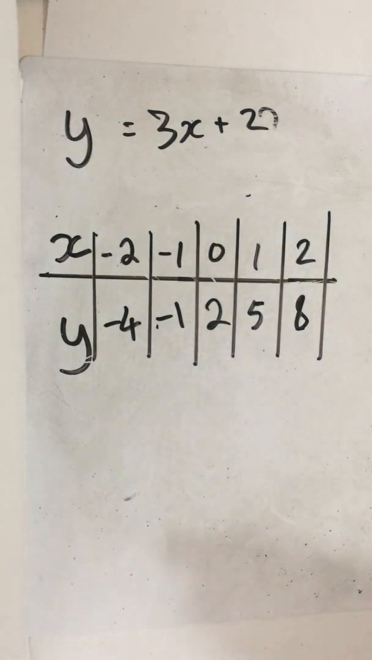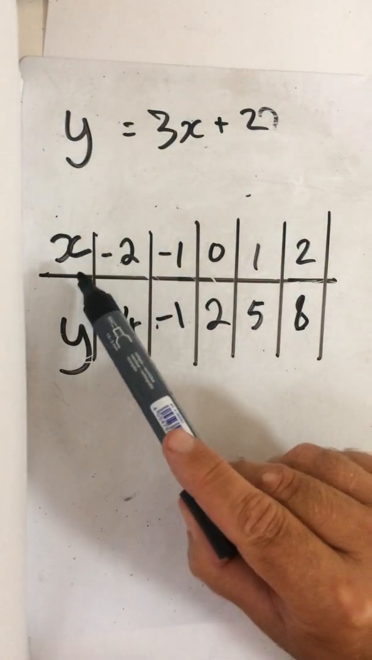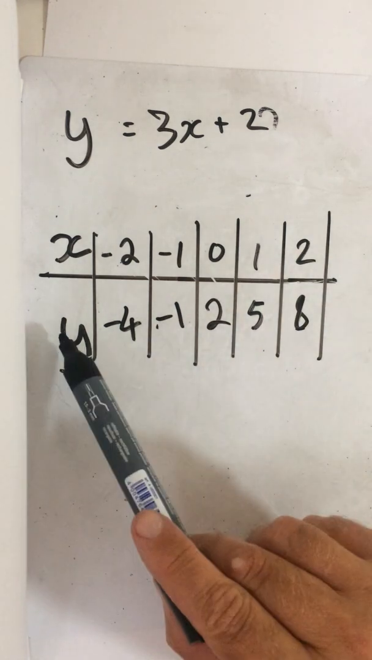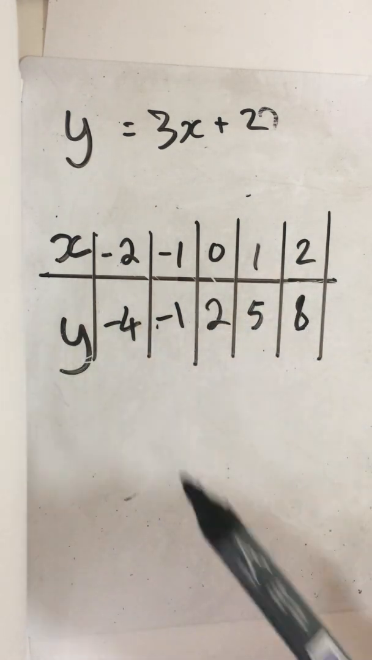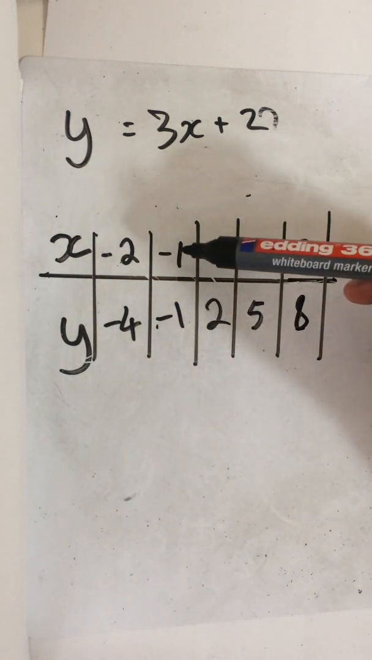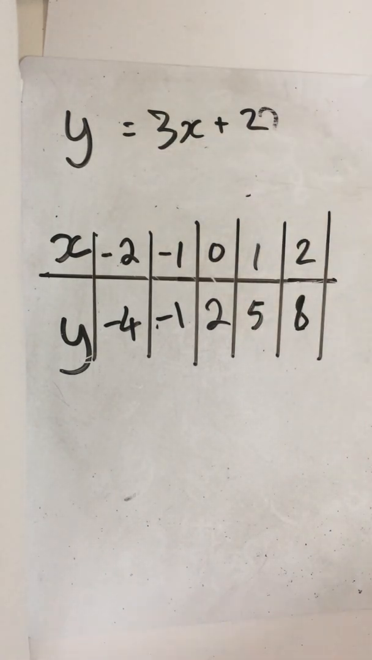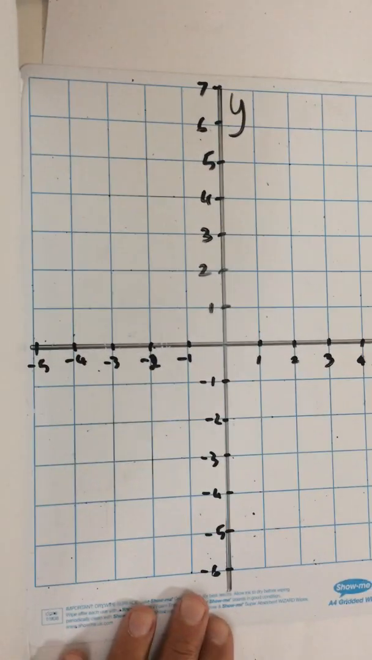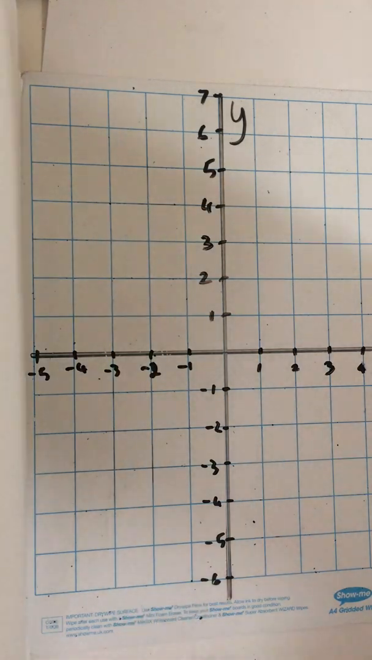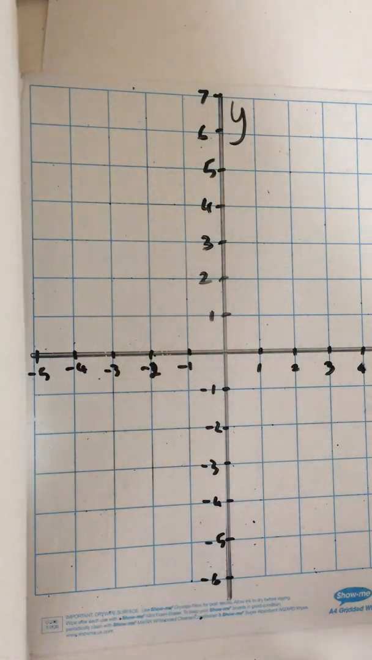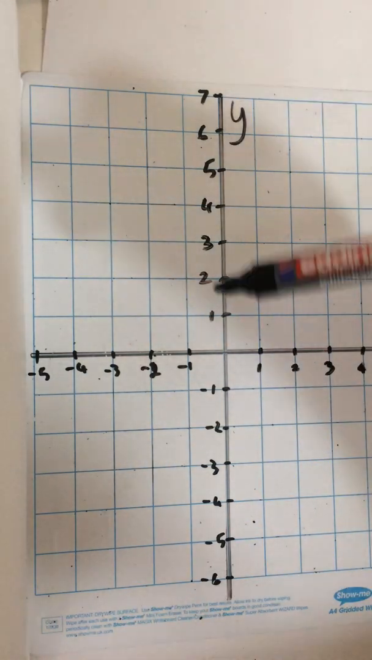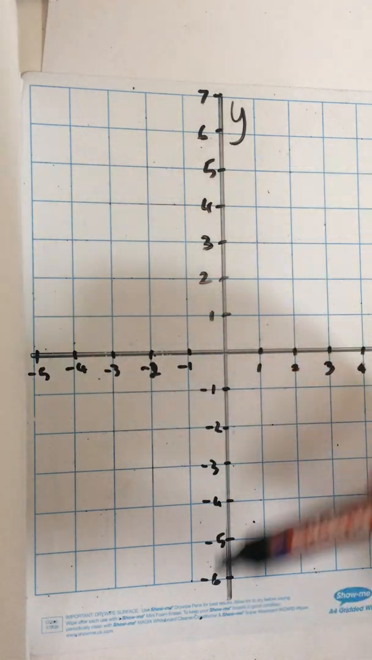Okay, so from here we have worked out our x-axis and our y-axis. Now all we have to do then is plot this onto our graph. So we'll just have a go at plotting that in now. Generally speaking, you'd be working with graphs that go from negative 10 to positive 10.